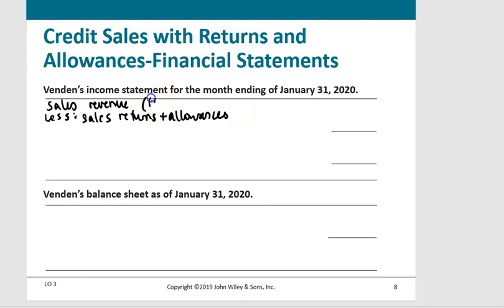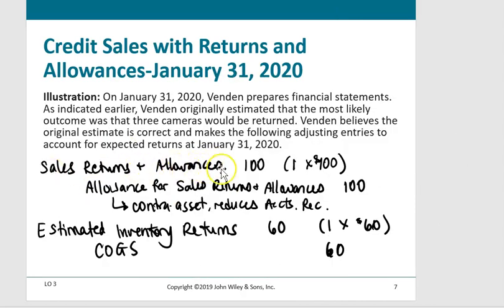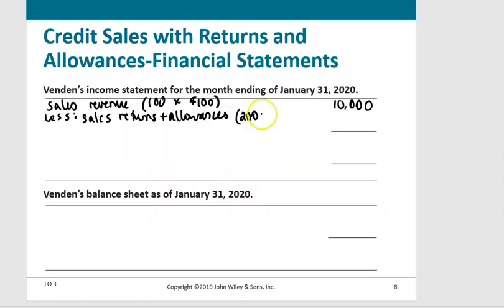So sales revenue was the 100 units at $100 per unit's selling price. Sales returns and allowances, is this going to be for 2 cameras or 3 cameras? It's going to be the total 3 cameras. So we booked a $200 increase to the contra revenue account sales returns and allowances on January 24th. And then as an adjusting entry, we booked an additional $100 increase to sales returns and allowances. So the 200 plus the 100 that was booked at year end as an adjusting entry, 300.